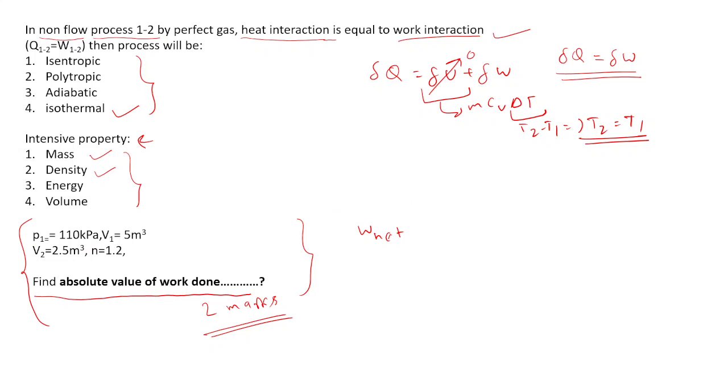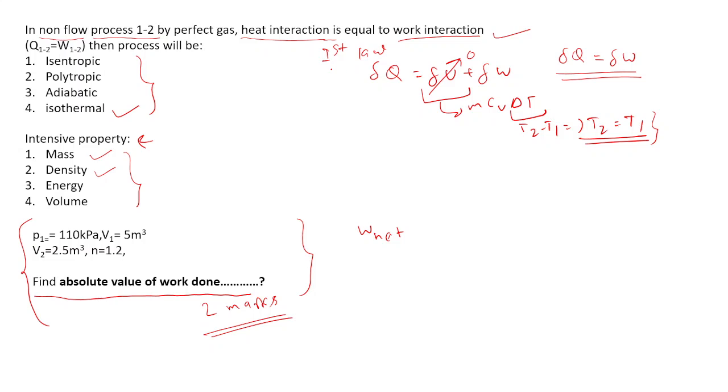Is anyone asking anything? T2 is equal to T1. Oh, you are asking about the first question, right? Yes, sir. Actually, I missed your voice in between. Are you telling or asking whether T2 is equal to T1? Okay. In the question it is written that the heat interaction should be equal to the work interaction, and by the first law of thermodynamics, del Q is equal to del U plus del W, right?